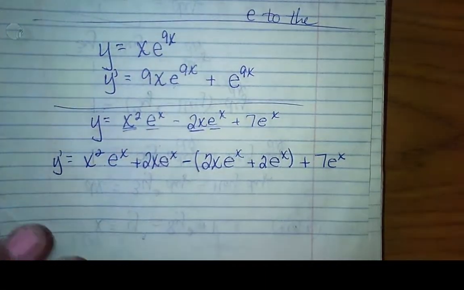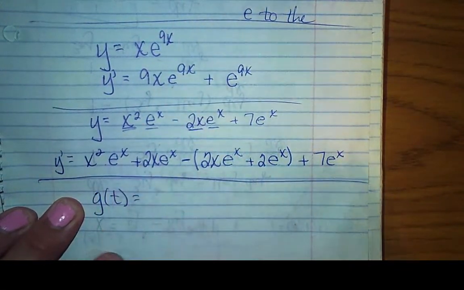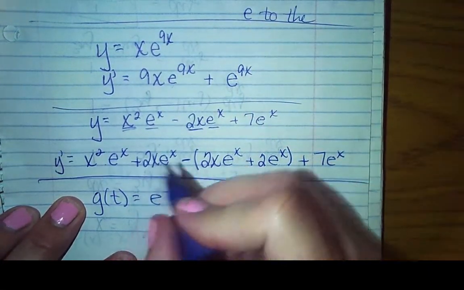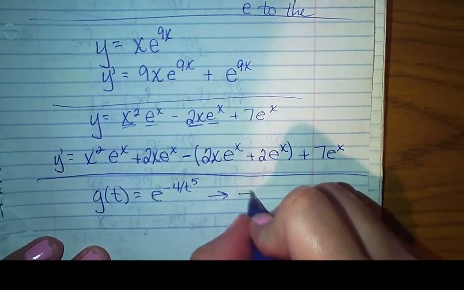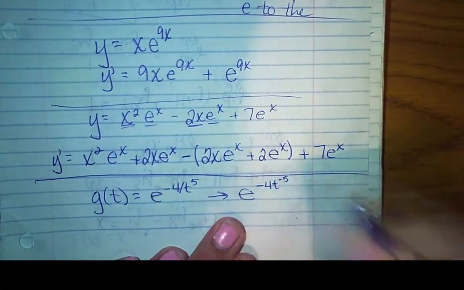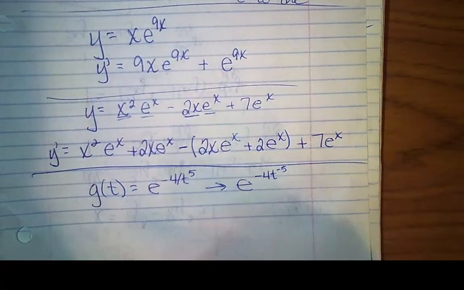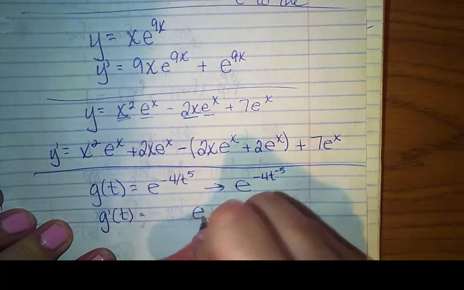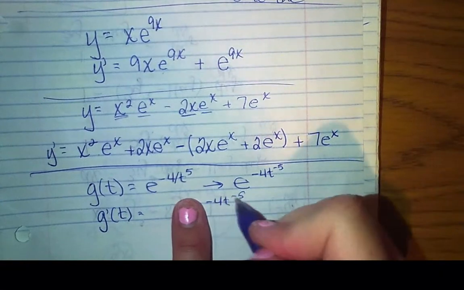All right, so third one, I have g of t equals, and the way it's written is e to the negative 4 over t to the 5th. And I'm going to rewrite that, okay? So I'm going to rewrite this as an e raised to the negative 4 times t to the negative 5, okay? So this is a single term, and I'm just taking the derivative of an e to the. So what is the derivative of an e to the? I write what's sitting there, which is negative 4 t to the negative 5, times the derivative of my exponent.